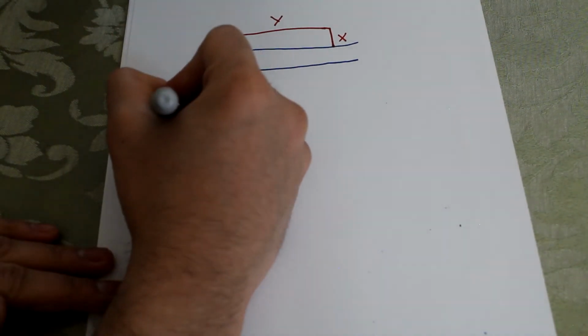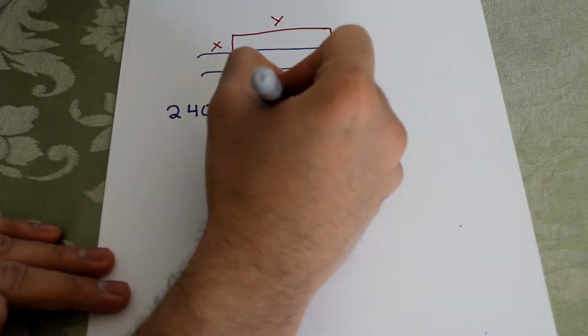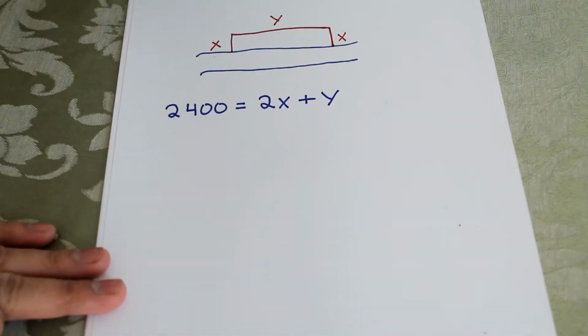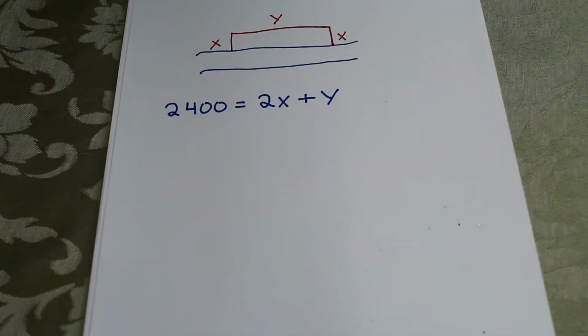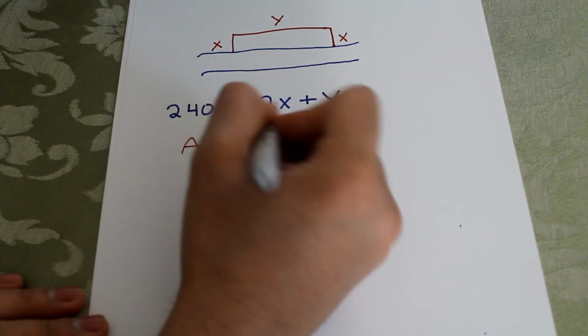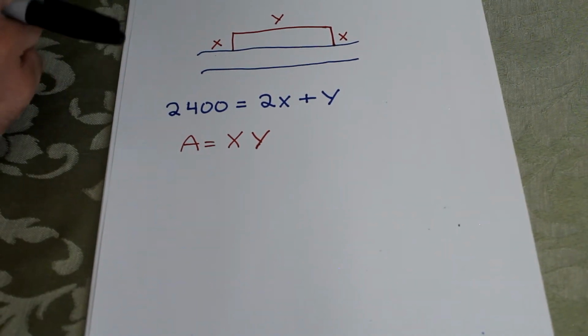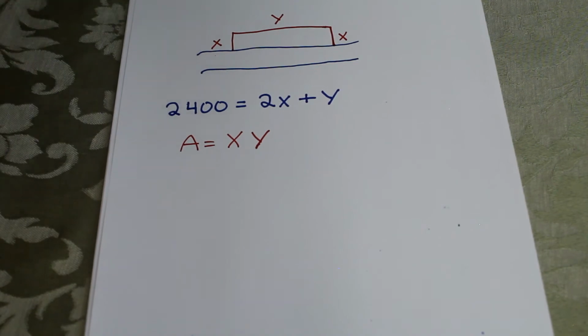Therefore, 2,400 equals 2x plus y. We're looking for the largest area. So A is equal to x times y. Now, just like the last problem, we have two variables, but we would want it in terms of one. What we can do is go back to the constraint equation and isolate the y, and then we would have everything in terms of x.